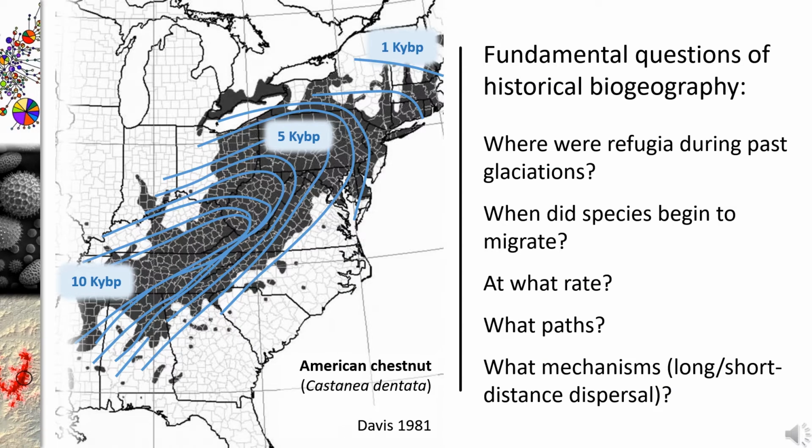Species have been moving across the face of the earth ever since there were species. The study of these movements and the processes that generated them is the subject of historical biogeography. More specifically, we would often like to know where species found refuge during past glaciations. When did they begin to emerge from those refugia? What paths did they take, and what mechanisms drove the changes in distribution?